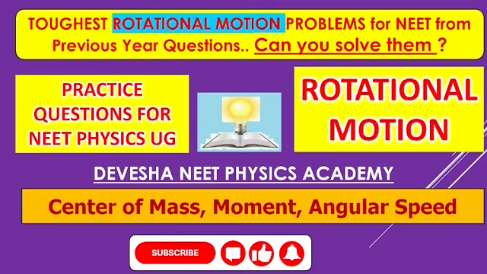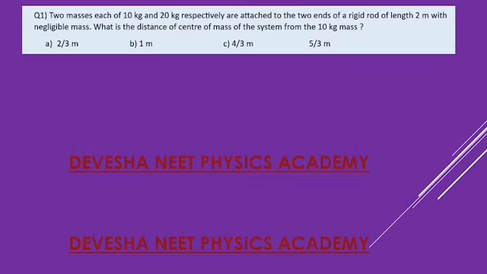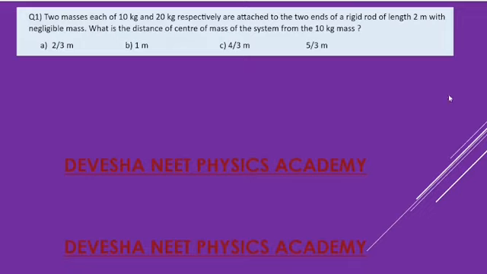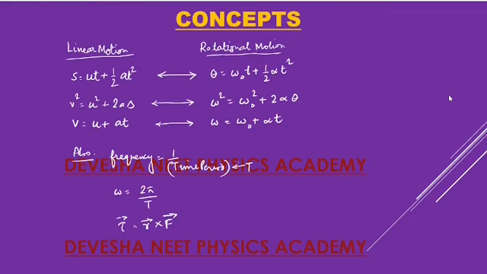So without much ado, we'll go ahead and try to solve the questions which we had shared earlier. So this is question number 1. In this question, before you go to the question, I think it might be helpful to go through some concepts. In the concepts you can see, this is about linear motion and this is about rotational motion.